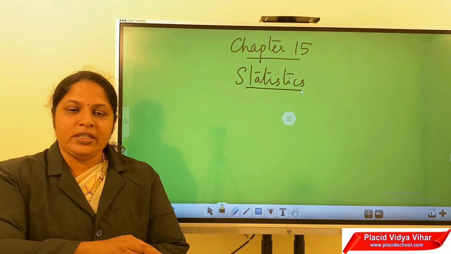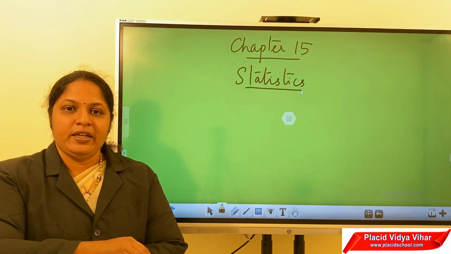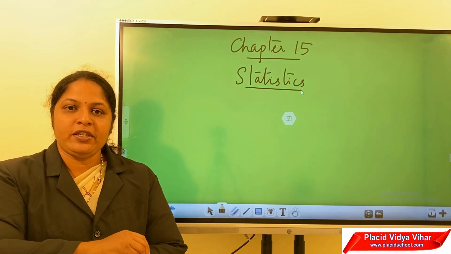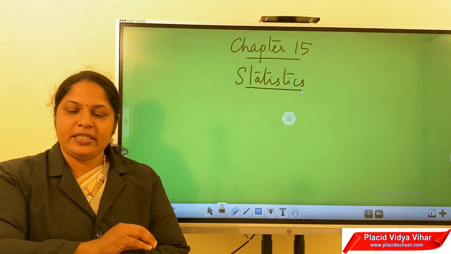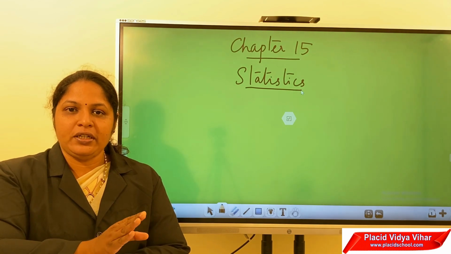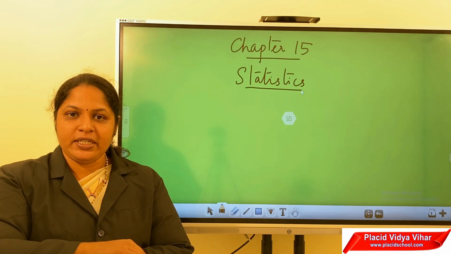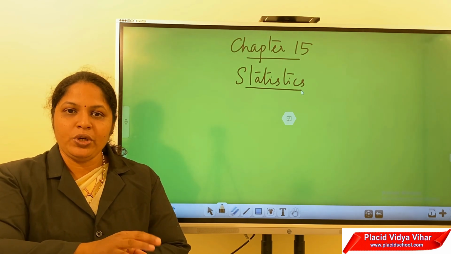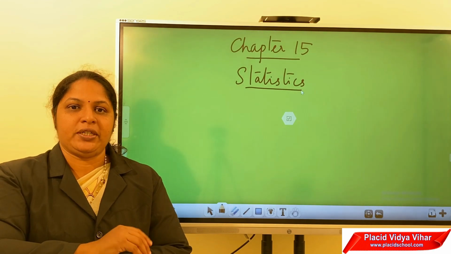We have also learned how to represent data graphically. We have learned histograms, bar graphs, pie charts, etc. Here, after taking a quick recap on measures of central tendency, that is mean, median and mode, we will be moving on to measures of dispersion.